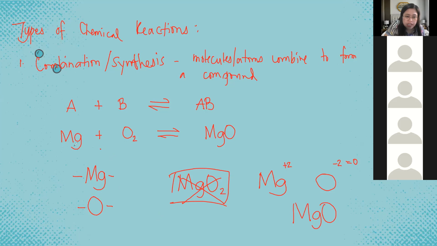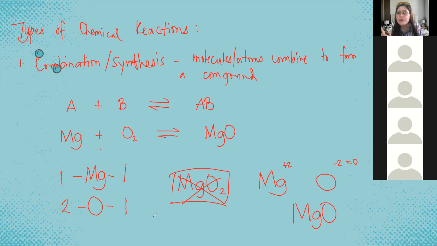So like this one, sa reactant na side, I only have 1 magnesium. On the product na side, I also have 1 magnesium. But for the oxygen, sa reactant na side, I have 2. But on the product na side, I only have 1. So this one is definitely not balanced.